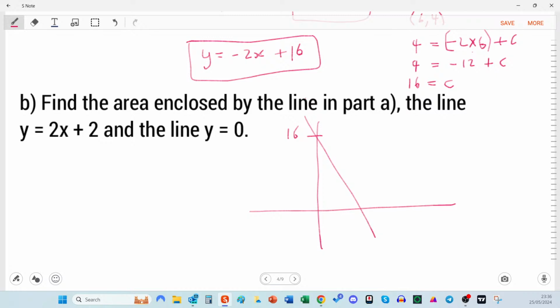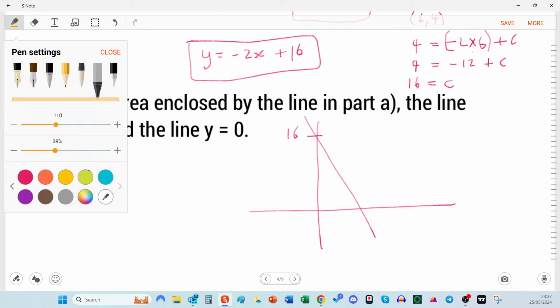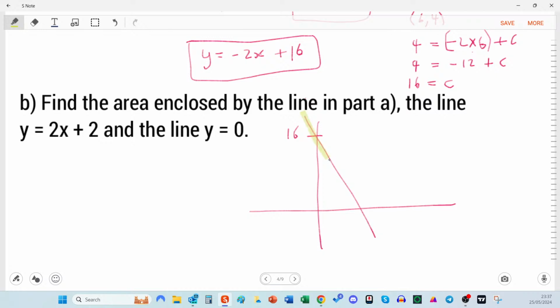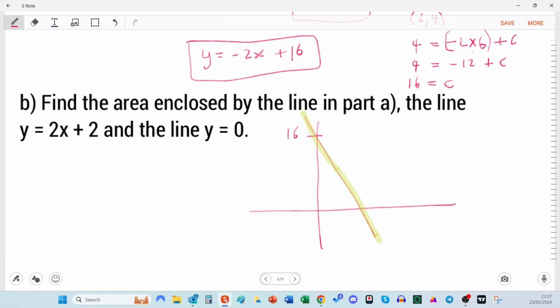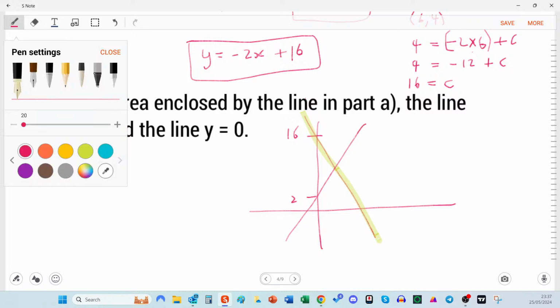Find the area enclosed by the line in part A. Okay, we've got that. That's one of the boundaries. Let's highlight it as a boundary. The line y equals 2x plus 2. So this has an intercept of 2, so it's going to be a wee bit down here. And it's got a gradient of 2, so it's just like this one. Instead of 45, we'll go up at 67 degrees. Something like that. And that's also a boundary.